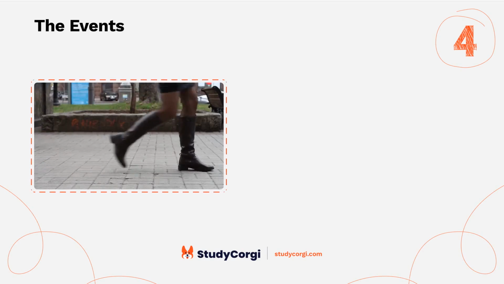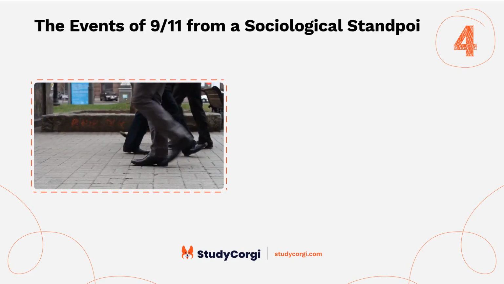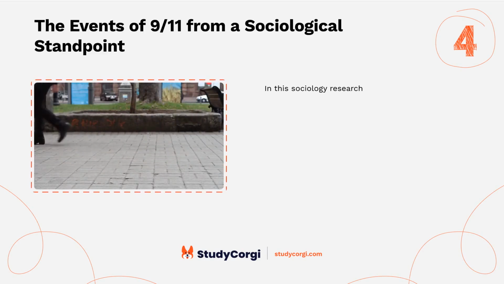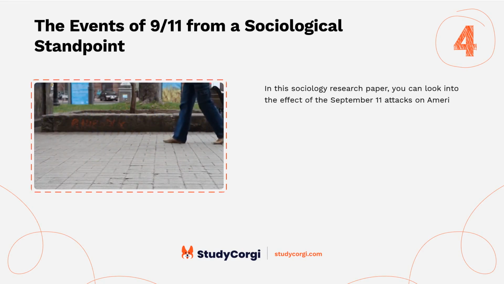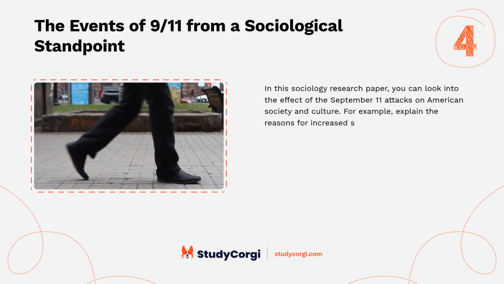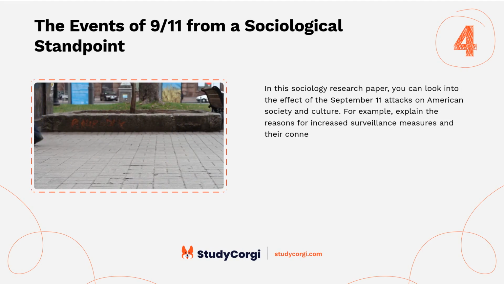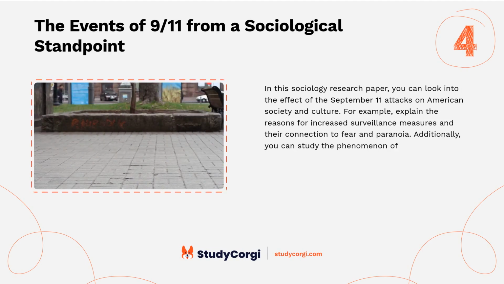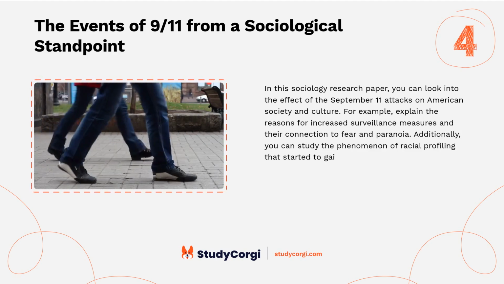The events of 9/11 from a sociological standpoint. In this sociology research paper, you can look into the effect of the September 11th attacks on American society and culture. For example, explain the reasons for increased surveillance measures and their connection to fear and paranoia. Additionally, you can study the phenomenon of racial profiling that started to gain popularity around that time.